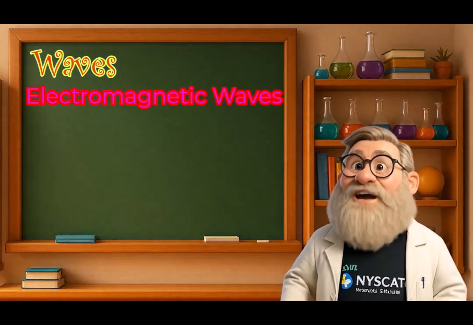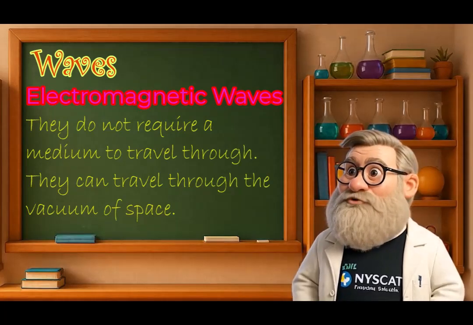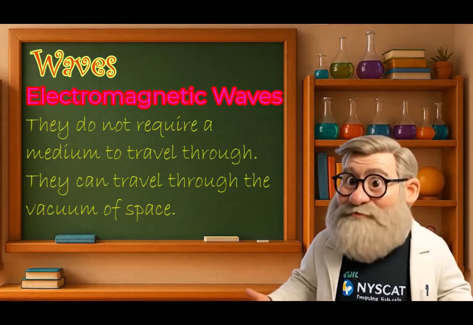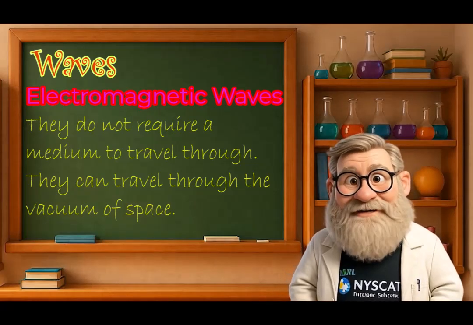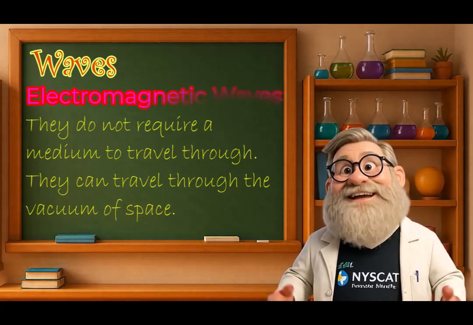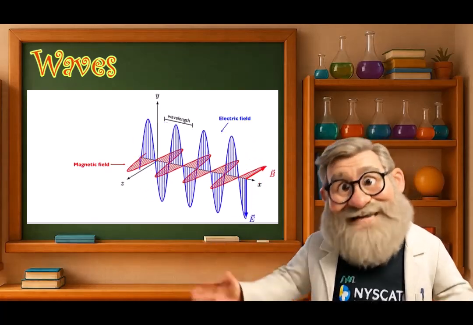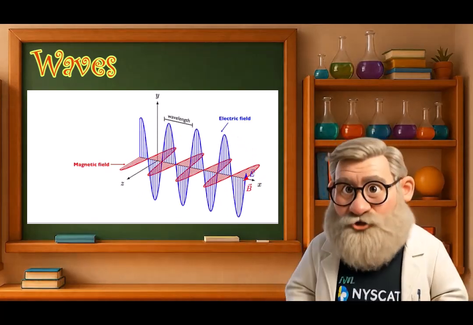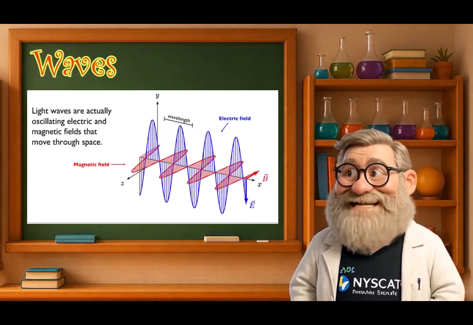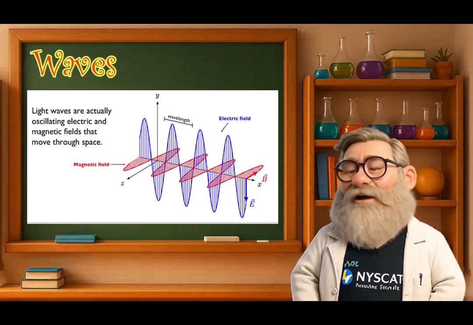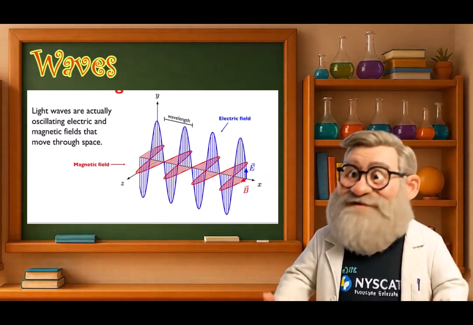Electromagnetic waves, on the other hand, are completely different. They don't need a medium. They can travel through the vacuum of space. Light from the sun reaches Earth this way, traveling over 90 million miles through empty space. These waves are made of oscillating electric and magnetic fields working together to move energy. So whether it's visible light, radio waves, X-rays, or microwaves, they're all electromagnetic, and they don't need matter to carry their energy.